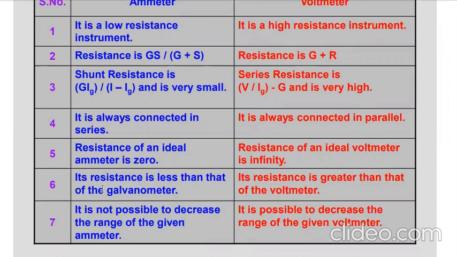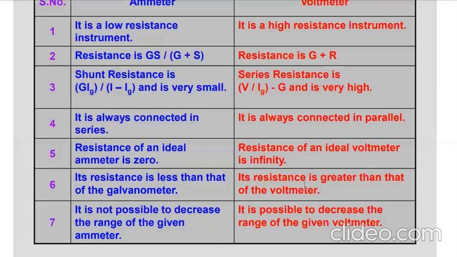Now try to understand here. In case of an ammeter, resistance must be negligibly 0. That is, for an ideal ammeter, resistance must be 0. For an ideal voltmeter, resistance must be infinite. The resistance of an ammeter is less than that of the galvanometer, but the resistance of a voltmeter is more than that of the galvanometer.